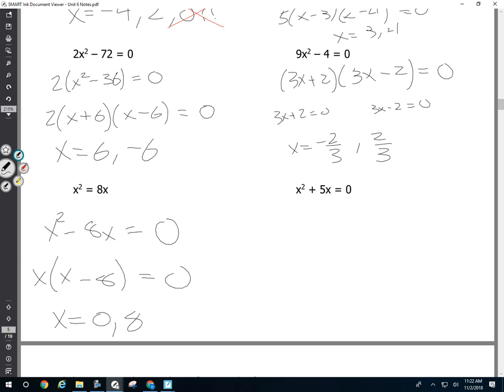You see this x over here? This is a product. This is part of the product. So if I plug 0 in for x, that's 0 times anything, 0. It'd be 0 times negative 8. So 0 is a solution. And 8 is a solution. Do the second one.